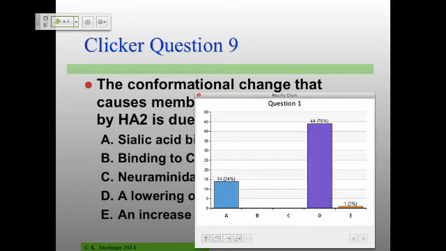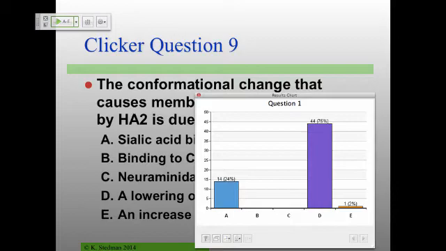Increase in pH, I don't know anywhere inside the cell that you get an increase in pH. So that brings us to two possibilities, sialic acid binding and a lowering of pH. Where does pH get lowered? In the endosome, moving towards the lysosome process. In fact, a lot of viruses use that, including influenza, which is HA2.